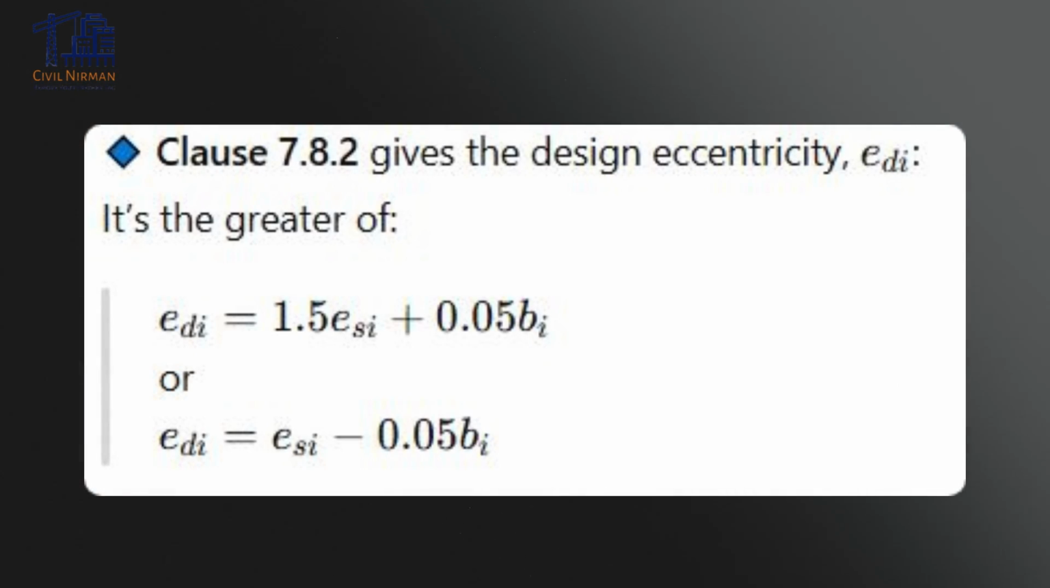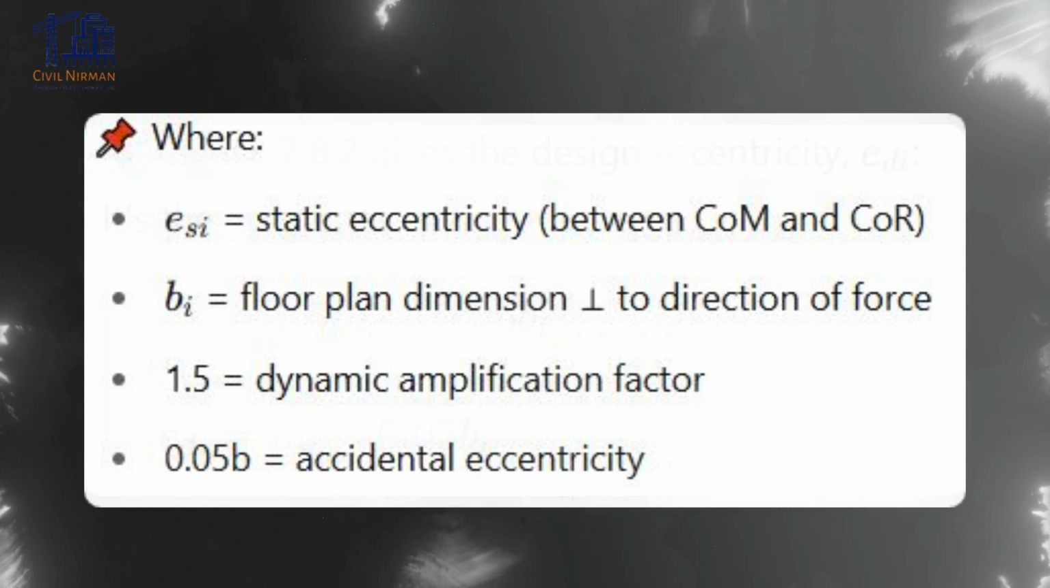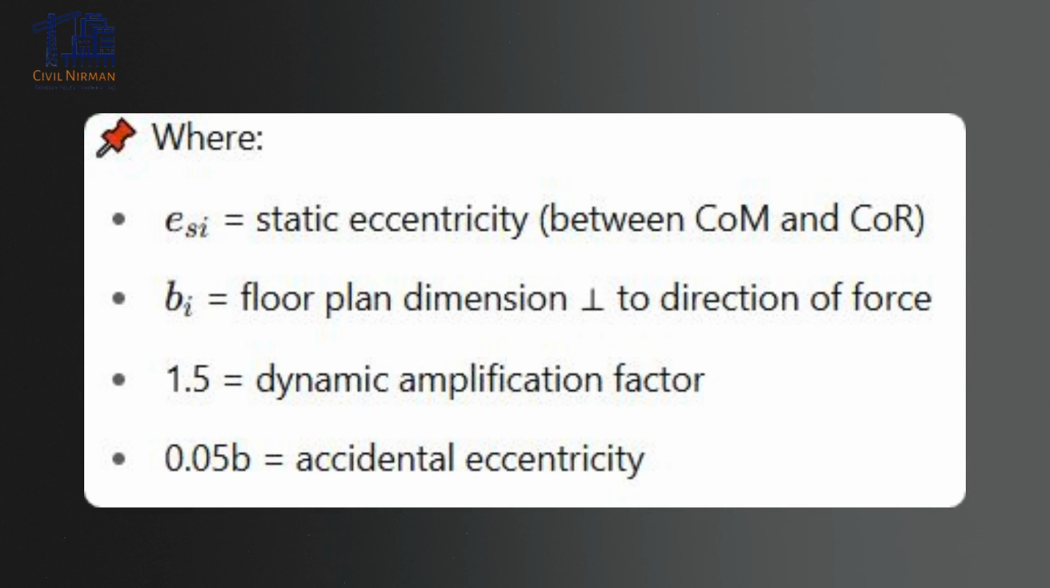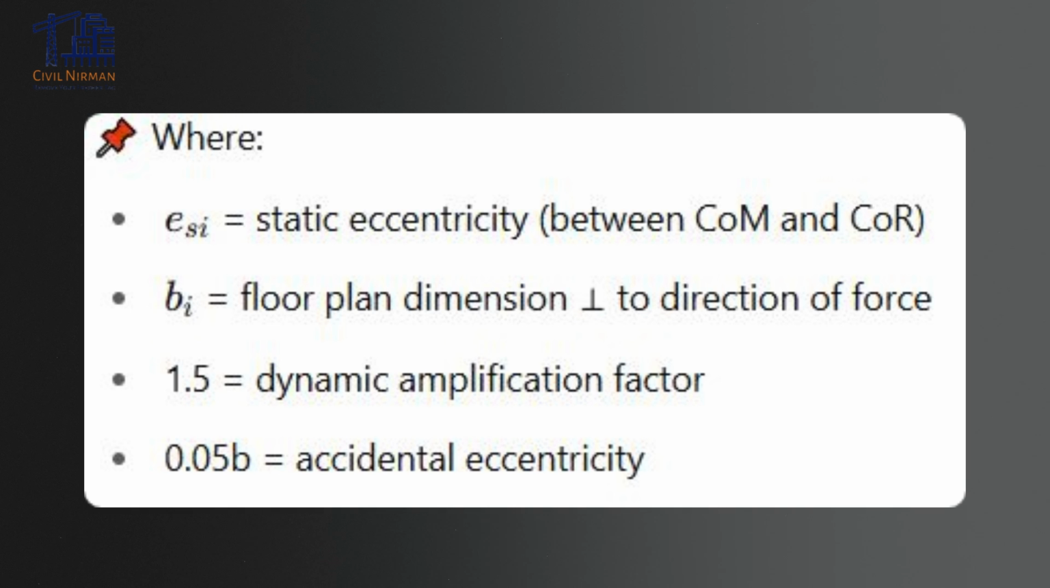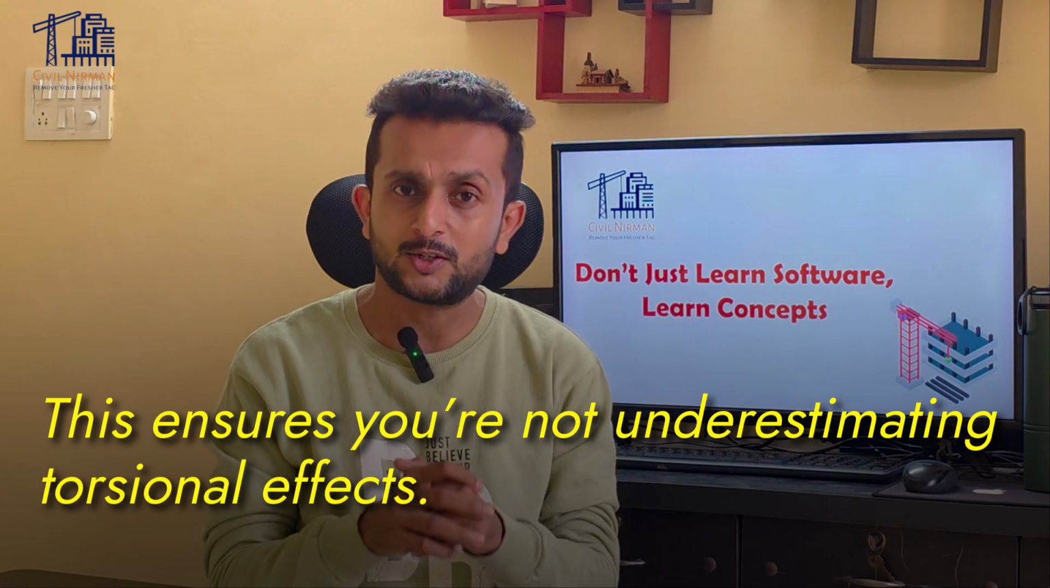Clause 7.8.2 gives the design eccentricity. You can check out the following equation. It is the greater of these two equations. Here in this particular equation, you have the parameter SE, which is known as static eccentricity. Basically, it is the distance between the center of mass and center of resistance. Another parameter is the floor plan dimension b, which is perpendicular to the direction of the force. 1.5 is the dynamic amplification factor, and this 0.05b is the accidental eccentricity. This ensures you are not underestimating the torsional effect.